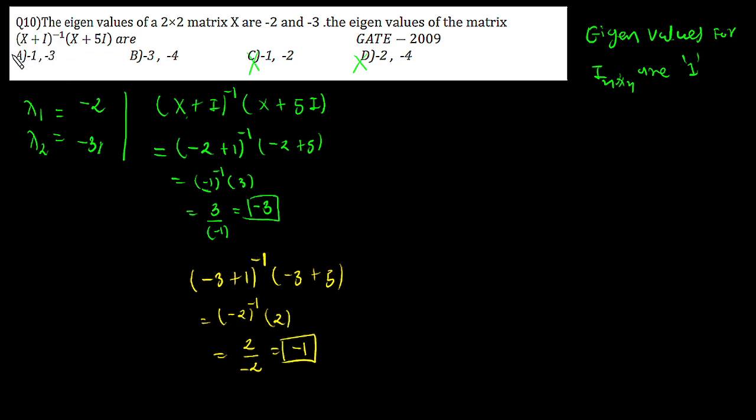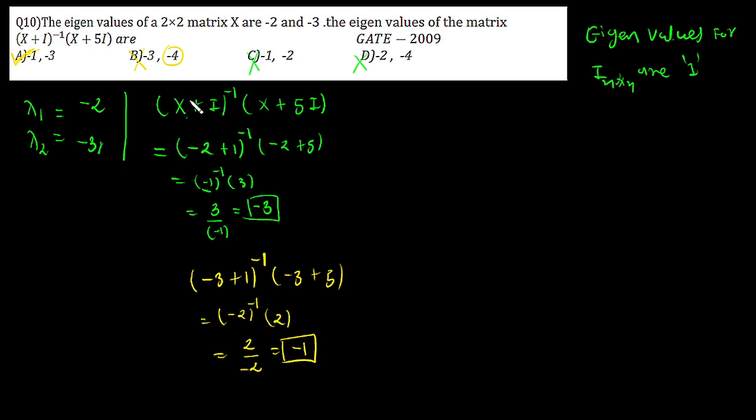So now the correct set of eigenvalues is present in option A. Option B has the second eigenvalue as negative 4, but we are getting minus 1. So option B is wrong. So only option A is the correct set of eigenvalues.